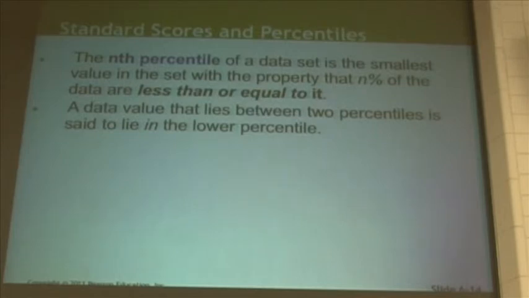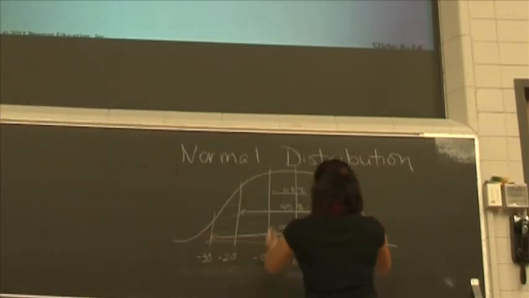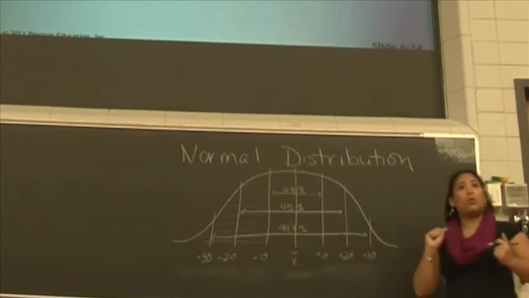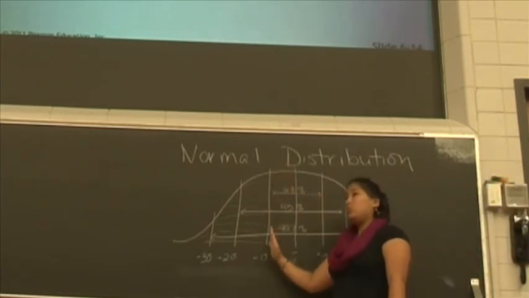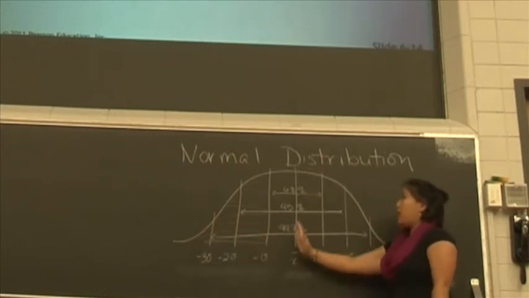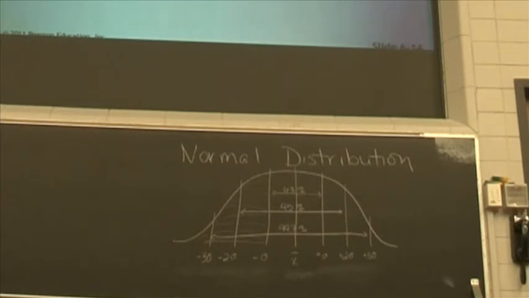A little bit more technicality stuff. The nth percentile of a data set is the smallest value in the set with the property that n% of the data are less than or equal to it, meaning we are not doing inside out anymore. We're talking about z-scores. We're talking about the value and everything to the left. Z-score gets a little bit more turned around. So we're doing baby steps today. Baby steps.